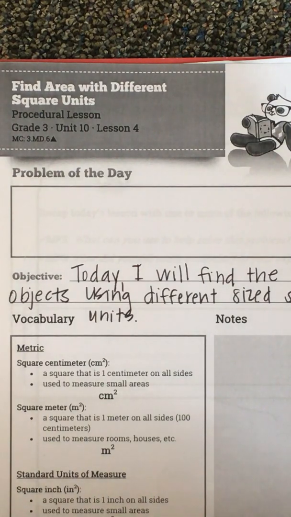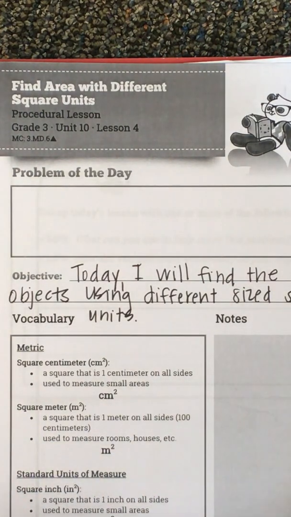Good morning, everyone. So today we are doing Unit 10, Lesson 4, Find the Area with Different Square Units. And this lesson is very similar to what you did yesterday. So before we get started on that, we are going to work on a problem of the day. And we are going to be using the distributive property today as your problem of the day.